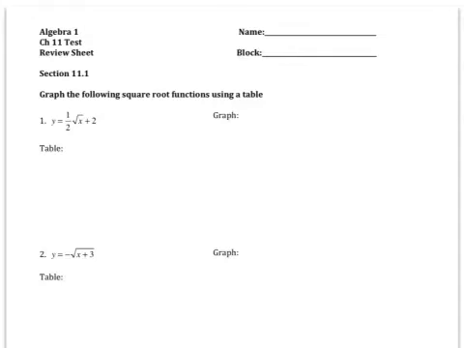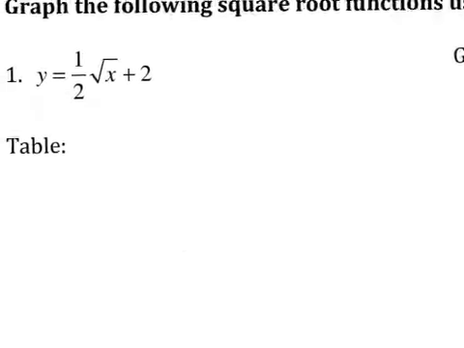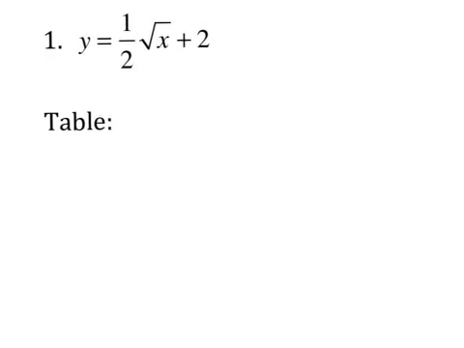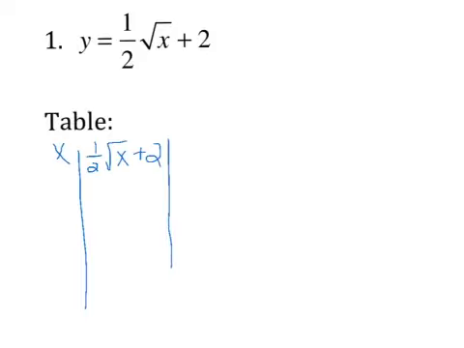The first section on this review sheet is graphing square root functions, section 11.1. Now remember, when you're graphing a square root function, you want to make a table and plug in numbers so you can take the square root of them. If we look at number 1, we want to make a table for y equals 1/2 times the square root of x plus 2. So make a table for x, 1/2 square root x plus 2, and y.